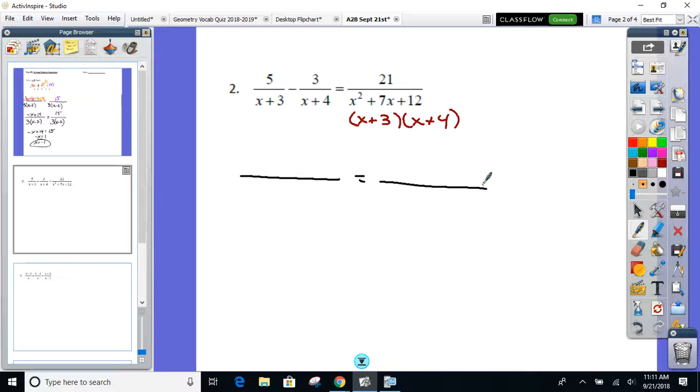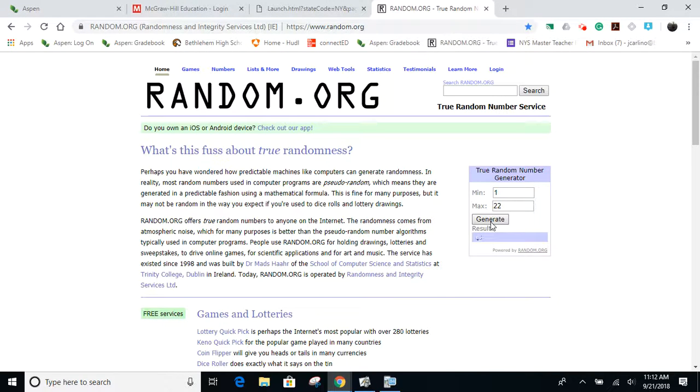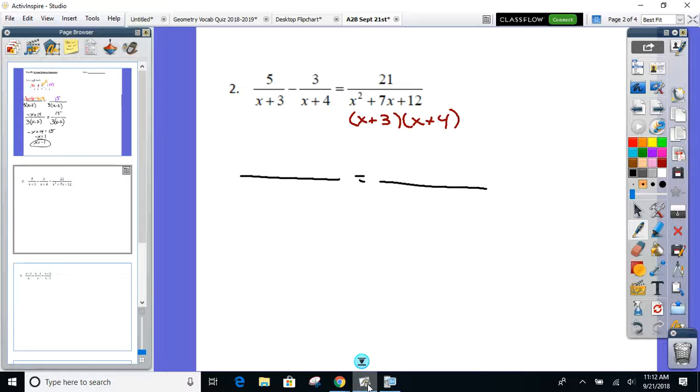Okay, look at all the denominators now, all 3 of them. Got anything in common for me? Anything in common? Okay, hold on. They got an x plus 3 in common. I got it. Anything else in common? You got it. X plus 4 in common.